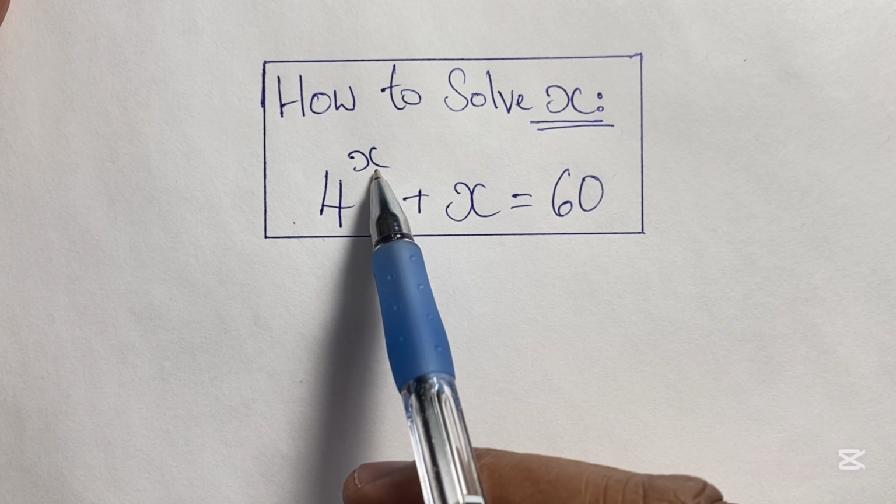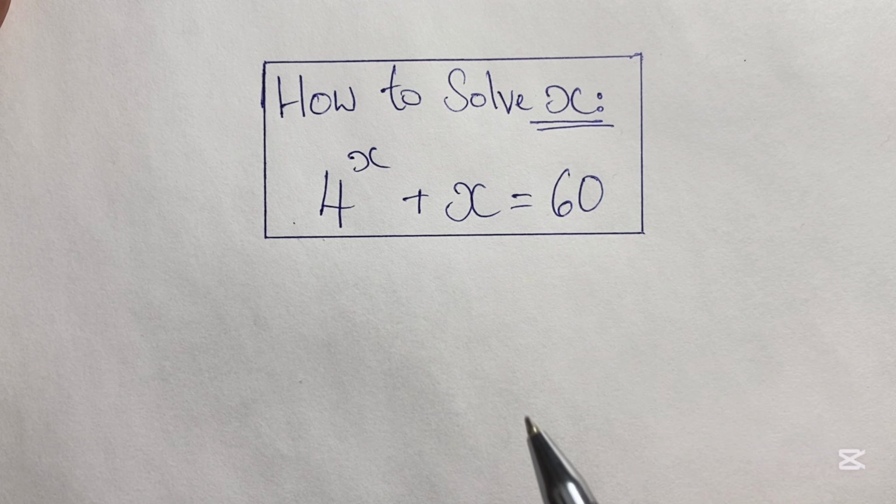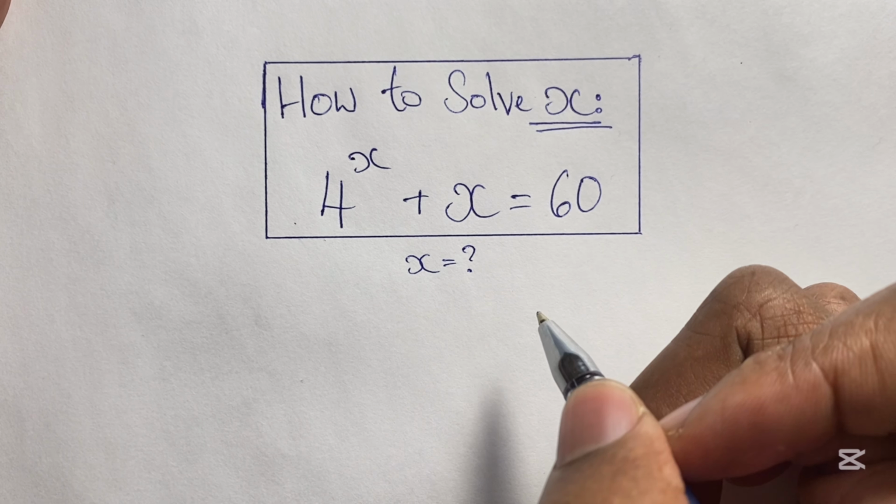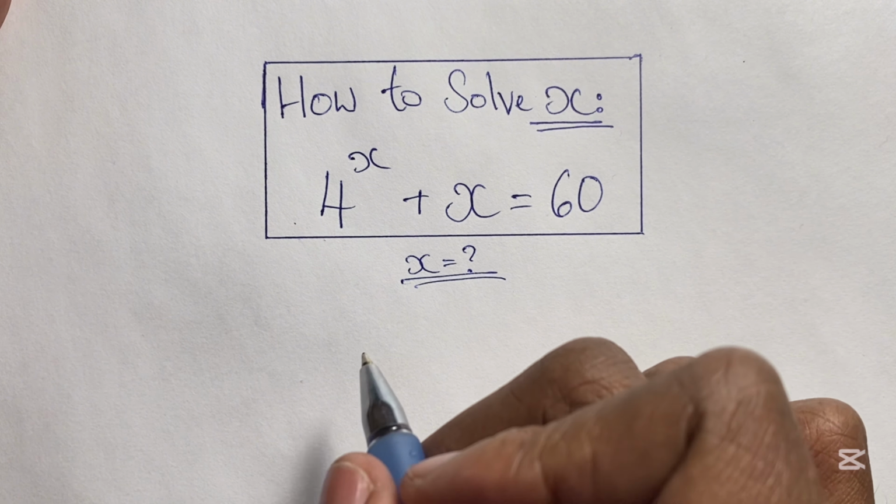Here we're going to solve this equation where we have 4 to the power of x plus x is equal to 60 and we are given to find the value of x. Now you can pause this video and see if you can try this one by yourself.